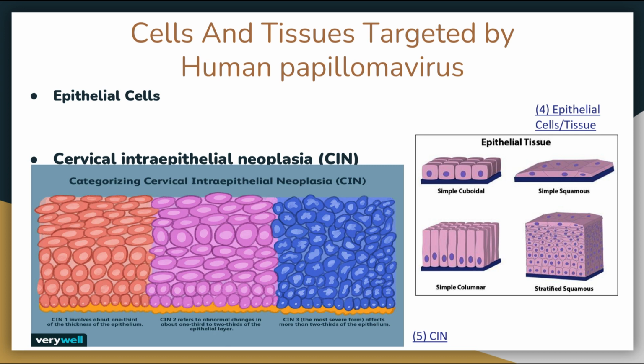CIN1 involves about 1/3 of the thickness of the epithelium. CIN2 refers to abnormal changes in about 1/3 to 2/3 of the epithelial layer. CIN3, which is the most severe form, affects more than 2/3 of the epithelium.